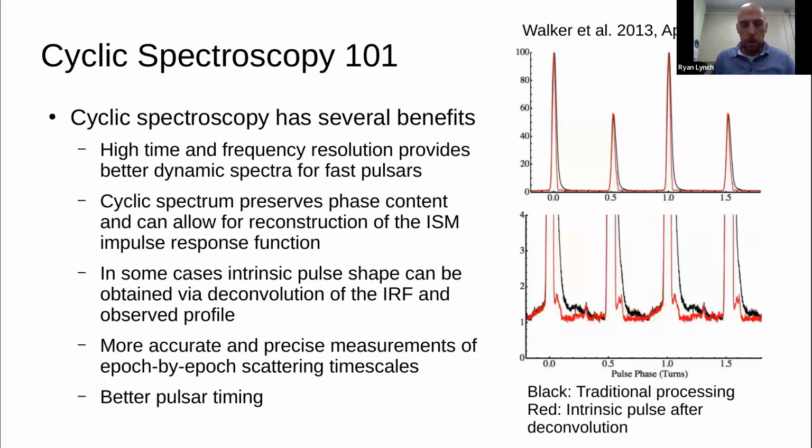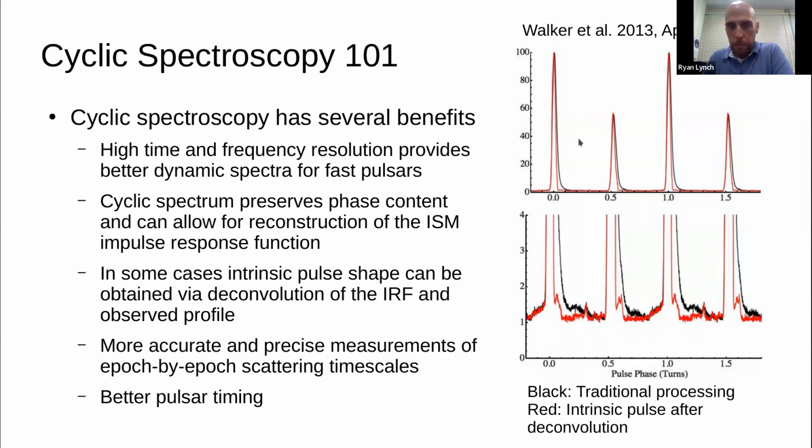Cyclic spectroscopy also preserves the phase content of the incoming signal, and that means that you can reconstruct the interstellar medium impulse response function, which effectively is determining what the pulsar scattering looks like. And so that is interesting in and of itself. And in some cases, you can also use that to deconvolve the intrinsic pulse profile and the impulse response function in order to get that intrinsic pulse profile, whereas normally all you see is the scattered version.